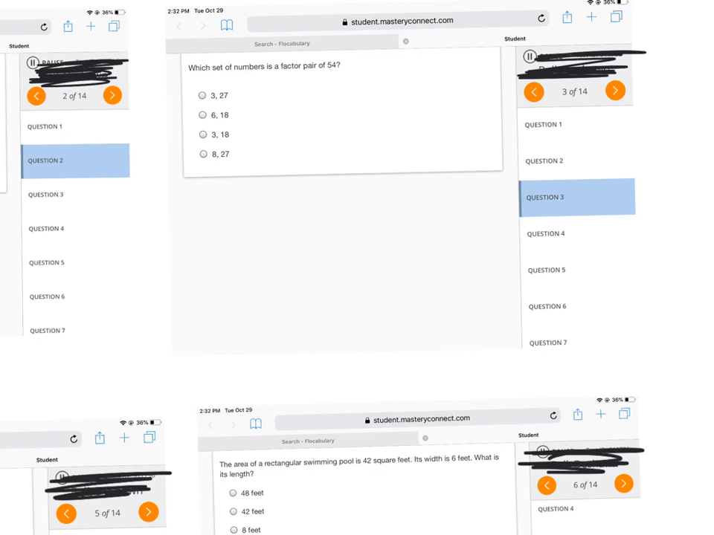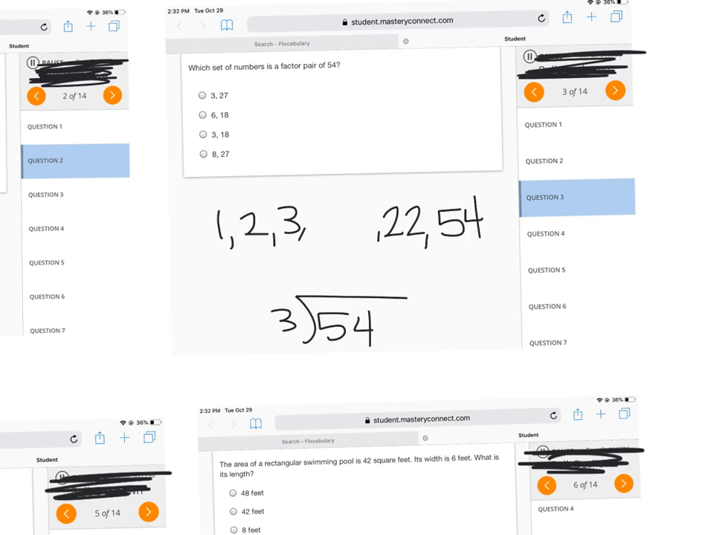Which set of numbers is a factor pair of 54? So I would factor out all of the pairs for 54 and then find which of these numbers is in it. So you have 1 and 54, 2 and 27, 3 and we're going to divide it by 54 to find the other partner for 3. That'll go 18 times. So 3 and 18.